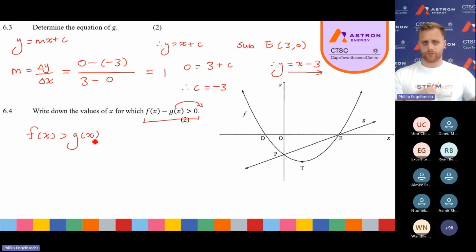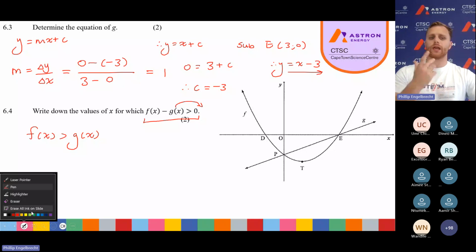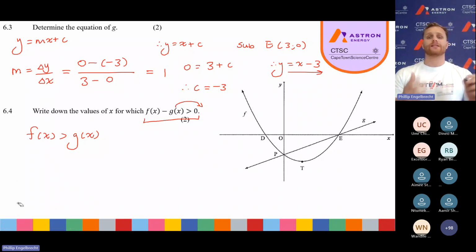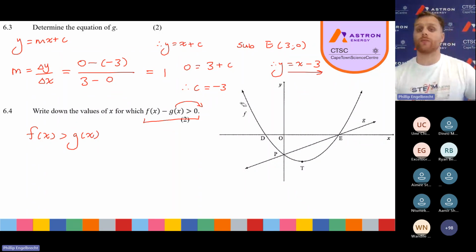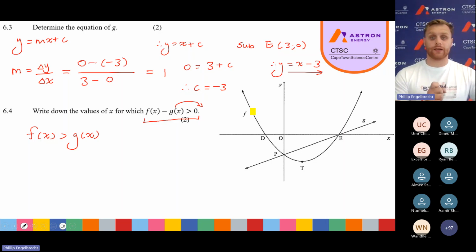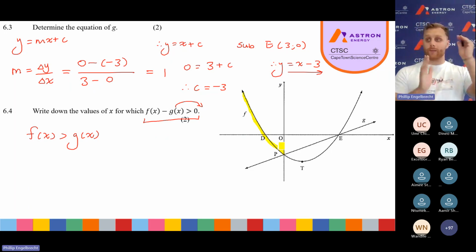So what does that mean? If they ask for what values of x will f(x) be greater than g(x), it simply means when is f(x) above g(x). So let's start from the left. I always start from the left because I am left-handed. Oops, wrong one. Highlighter. There we go. So if I approach here, I can see immediately that my function f is above g(x). Here's my function f, and it's above g(x) until I get to point P.